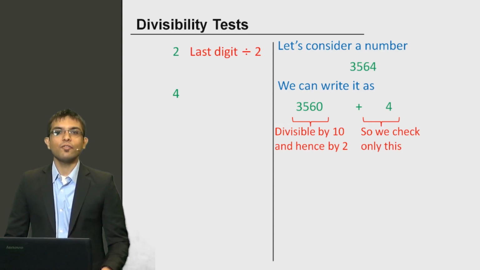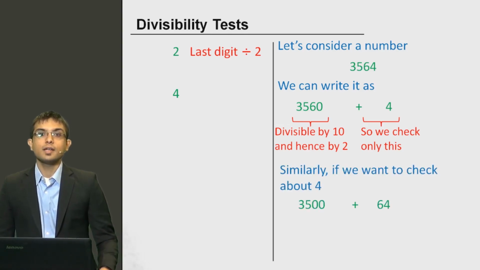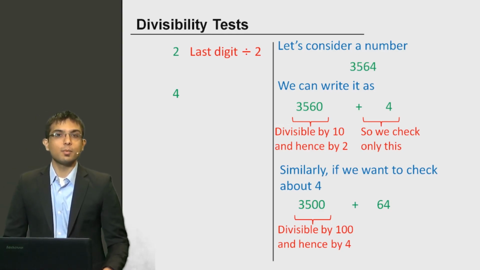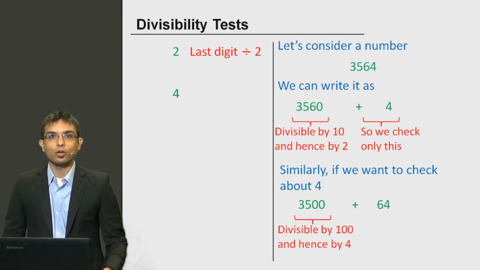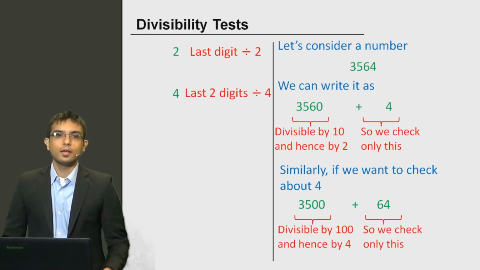When we talk about 3564, now I have to check whether this number is divisible by 4 or not. What I can do is write down this number as 3500 plus 64. Great. Now we know that 3500 is divisible by 100. If a number is divisible by 100, then it must be divisible by 4. That's why you just need to check if 64 is divisible by 4 or not. So the divisibility rule of 4 says if the last two digits are divisible by 4, then the entire number is divisible by 4. See, that's how the fundamentals work.